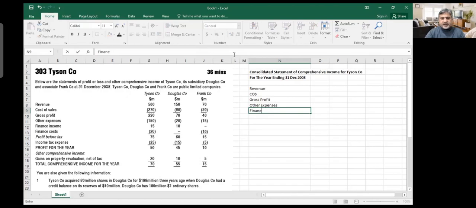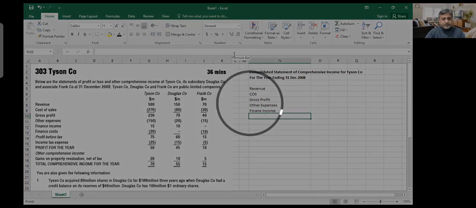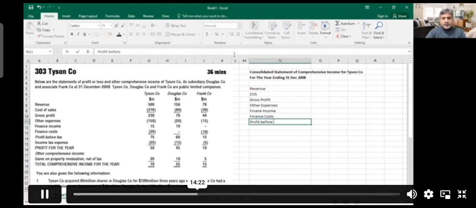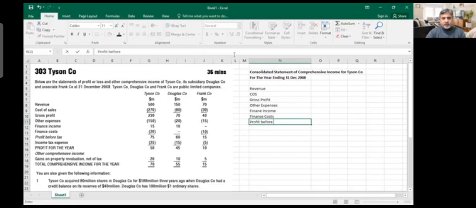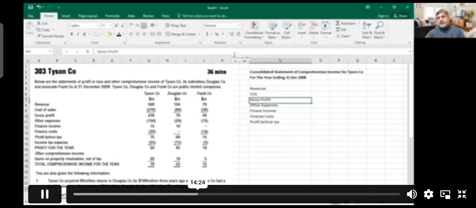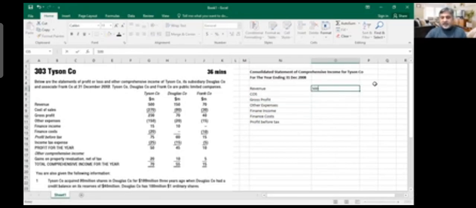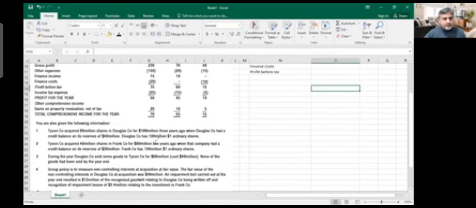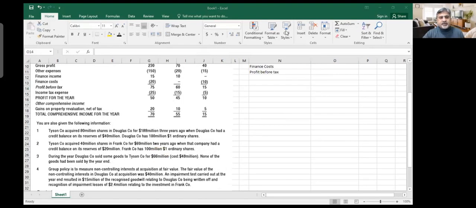Just writing down all of them. I'm not sure if I need all of them, but I'm just writing down finance income. And profit before tax. Okay. And then in revenue, what we need to do, we know we are going to consolidate only the parent and the Douglas, which means revenue should be 500 million plus 150 million. And minus that group sale was given here as 66 million. So I will subtract this number.